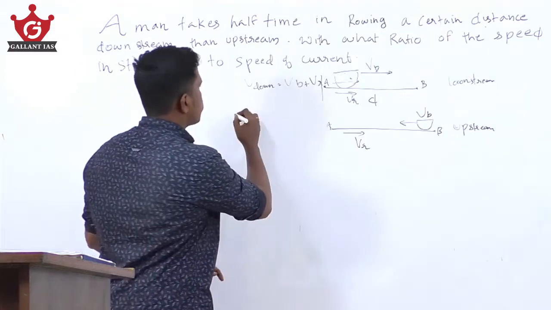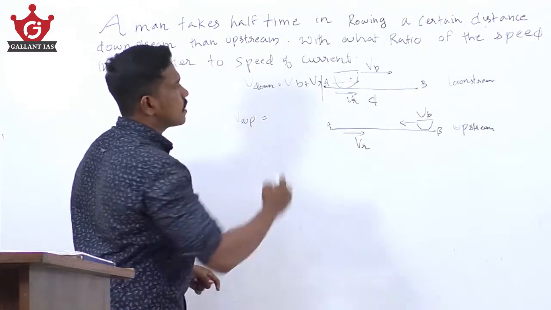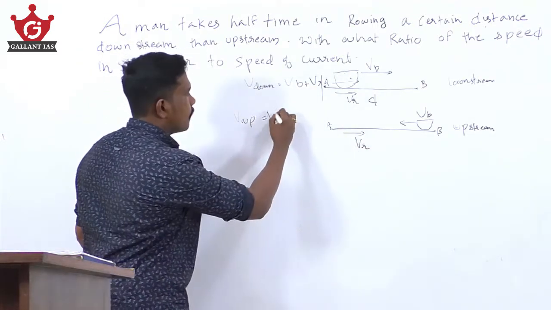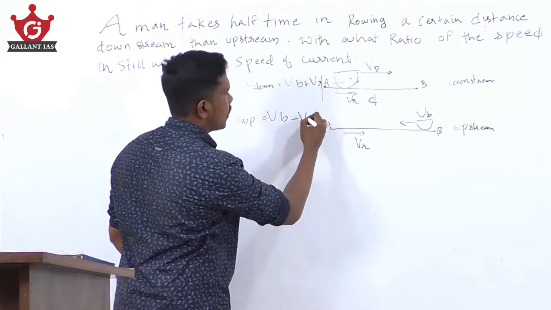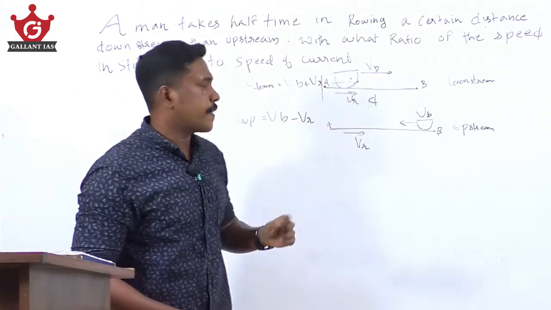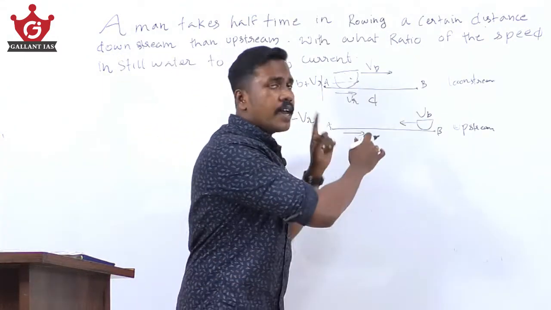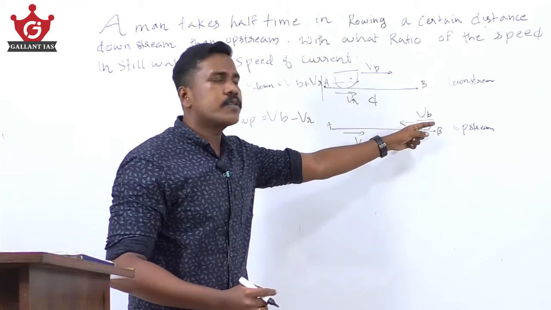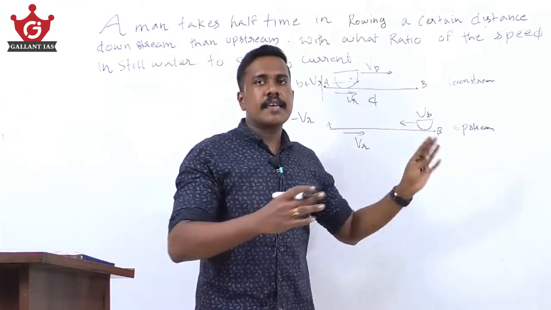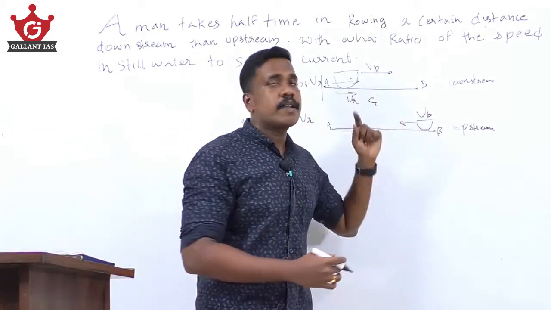So the upstream velocity, V up, will be what? It is nothing but VB minus VR. Here VB will be the greatest velocity and VR the smallest. Suppose VR were the greatest velocity, can the boat move forward? No. The river would take the boat backwards, because the velocity of the stream is greater than the velocity of the boat.